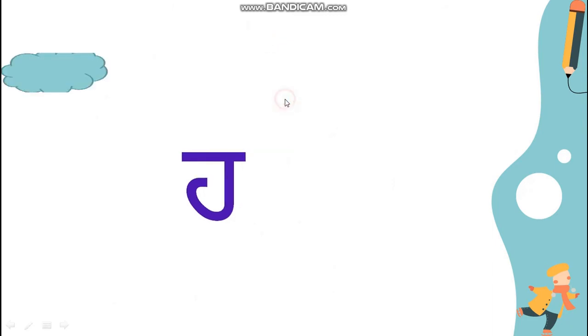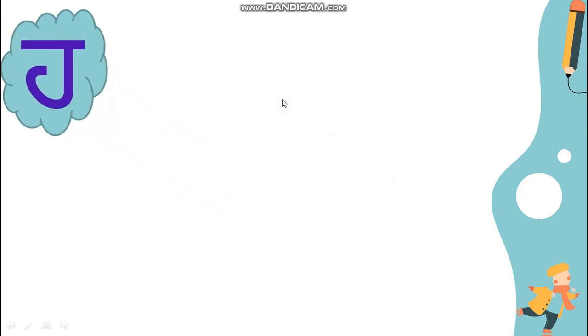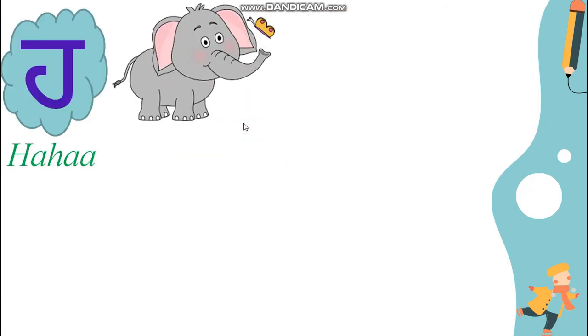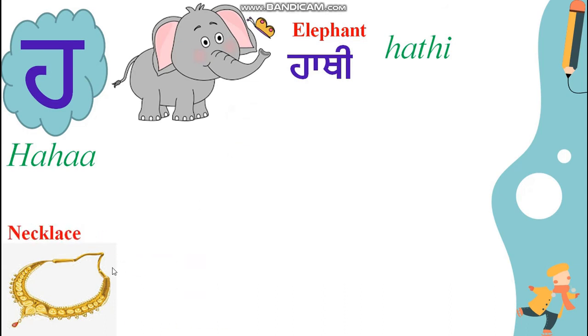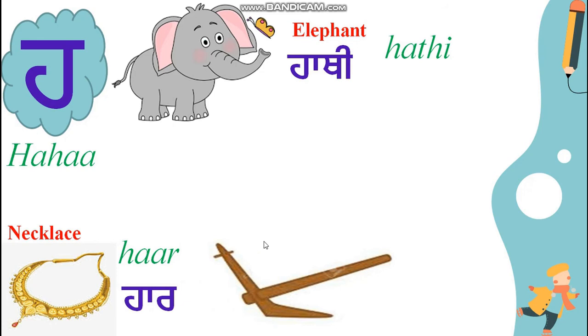This is Haha. Photo of an elephant. Elephant is hathi in Punjabi. Photo of a necklace. Har in Punjabi. Plow. So, hal in Punjabi.